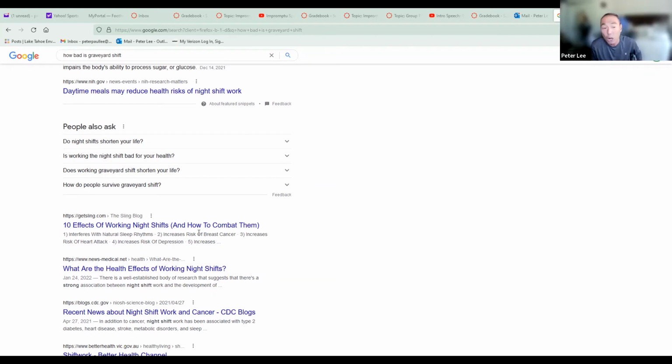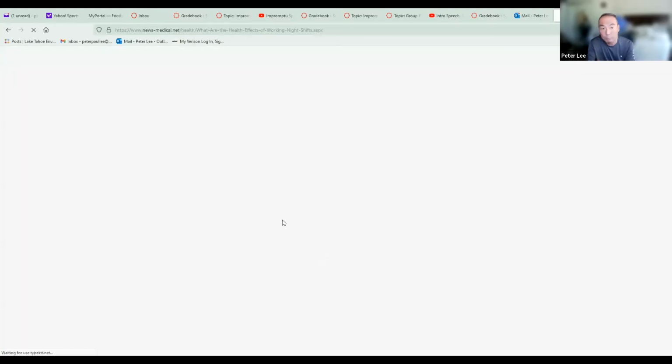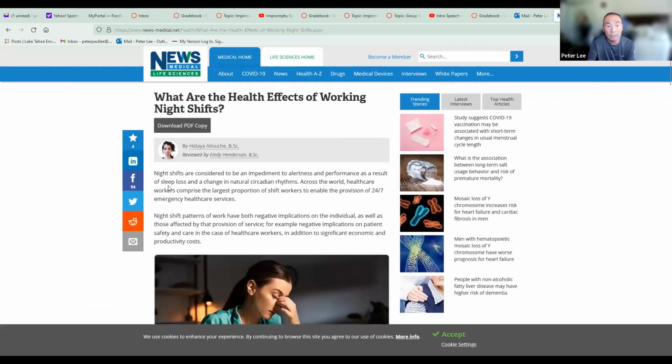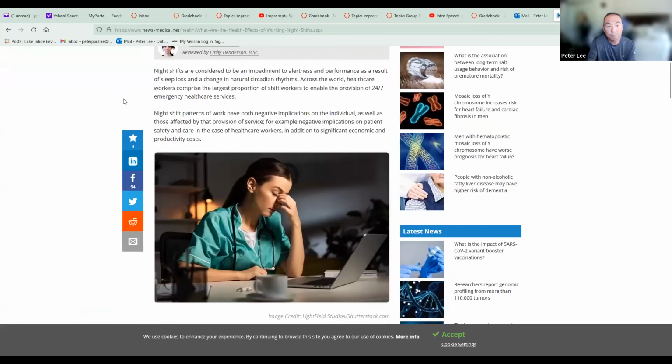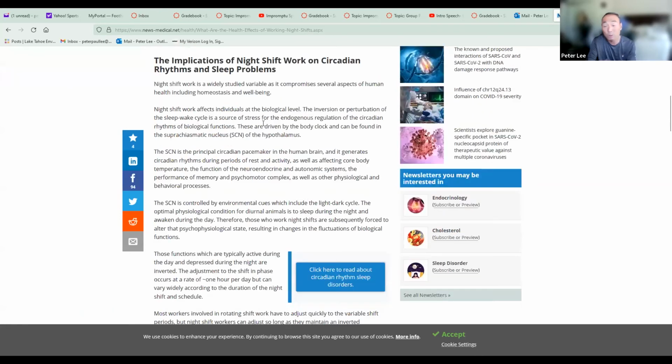Just depression, you're tired, you're going to be moody, grumpy. You see more breast cancer, more heart attack, more depression. Here's news.medical.net for 2022, just because it's a medical website. I'm going to go here, right? You can just see that it causes circadian rhythm and sleep problems. And you can't change that.